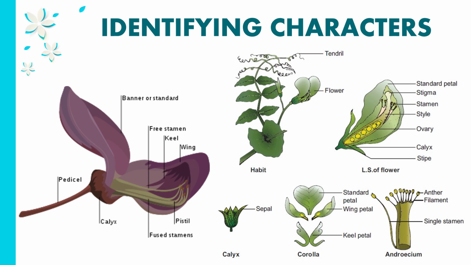In the second picture, you can observe the habit. They also have tendrils, and the fruit and the flowers, the LS of the flower, having standard petals, stigma, stamen, style, ovary, calyx, etc. In the lowermost middle picture, you can clearly observe what the standard petal is, what the wing petals are, and what the keel petals are. So this is the structure of a member of the family Fabaceae.